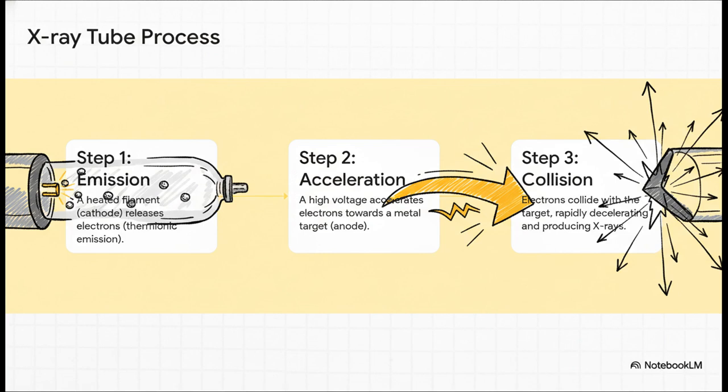First, a tiny filament gets heated up and it starts boiling off electrons. Then, a massive voltage kicks in and blasts these electrons at incredible speeds towards a metal target. And finally, when those super fast electrons slam into the target, they stop or decelerate, like instantly. All that kinetic energy has to go somewhere and boom, it's released as X-rays.